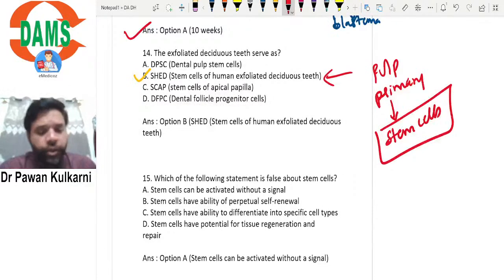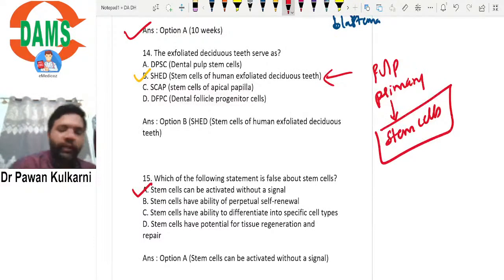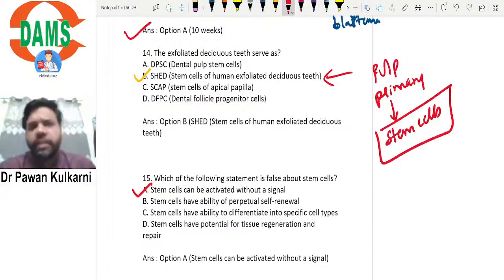Let us move to the 15th question. Which of the following statement is false about stem cells? So stem cells that you see, they can be activated without a signal. That itself is a false statement. We have already got the correct answer here, that it's a false statement. Stem cells require activation.